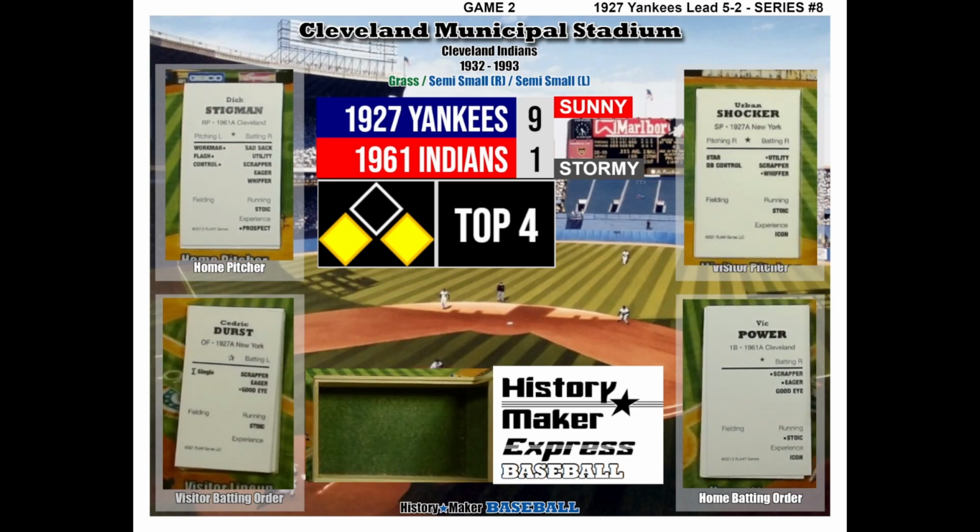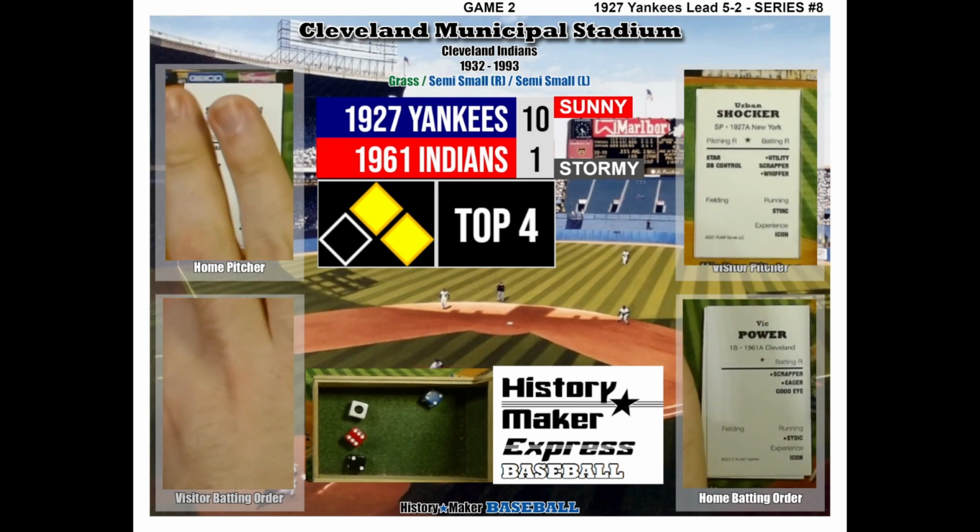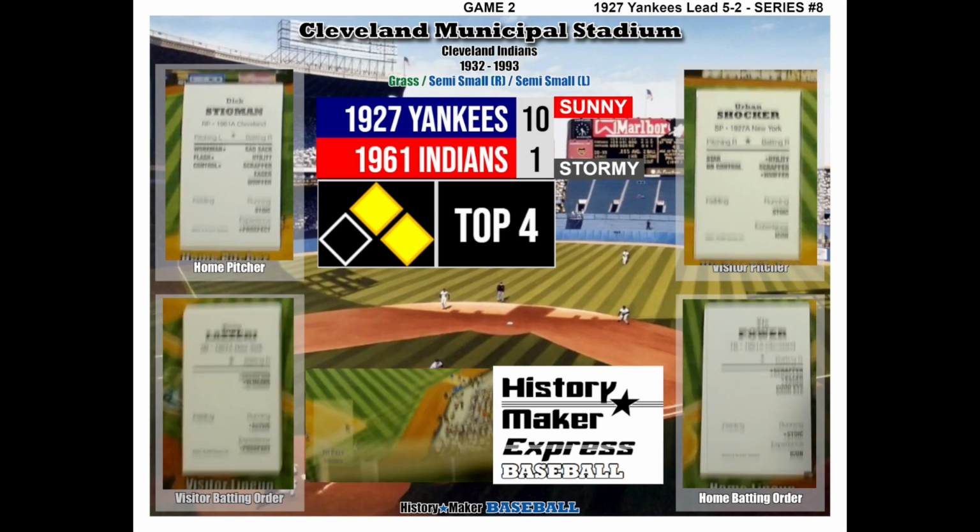Here's Cedric Durst's roll off of the men on base chart. 24, Gold Fielder makes the out. Vic Power does not have gold, so that is going to be an error. Safe at first. And the 1927 Yanks have reached double digits, with the score now 10-1 in favor of the 1927 Yankees.